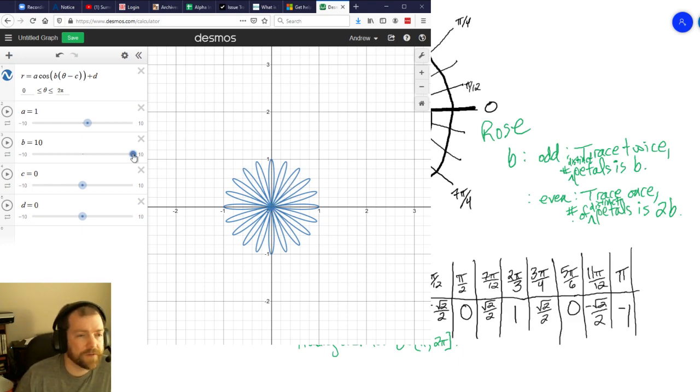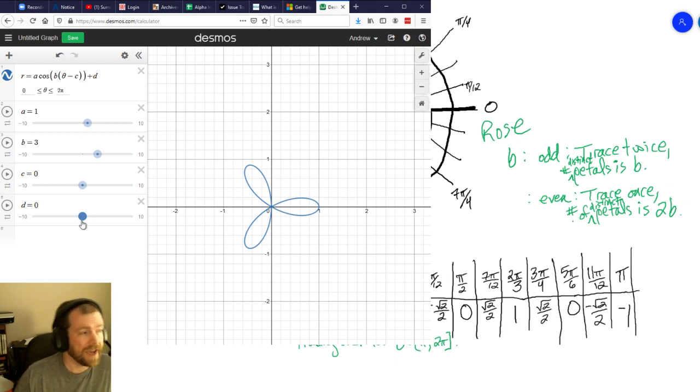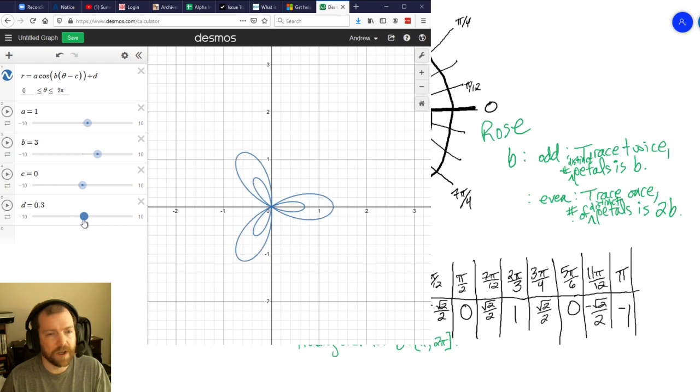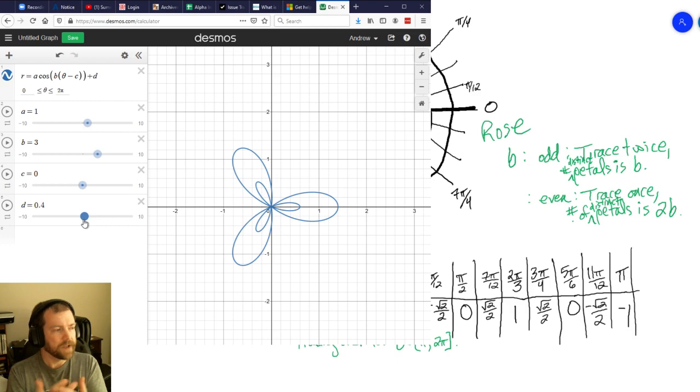Now, if you really want to have some fun with this, one of the other things that you can do is change both B and D. Because D, remember, with the limaçon, took one of the loops and made it smaller, and the other one got bigger because of it. So here, if you increase your D value from 0, you'll notice that the petals do the same. So the overlapping petals are now slightly different sizes than the other ones. You're going to have much bigger petals and much smaller petals.